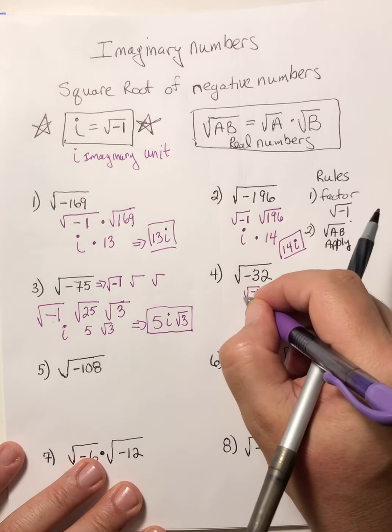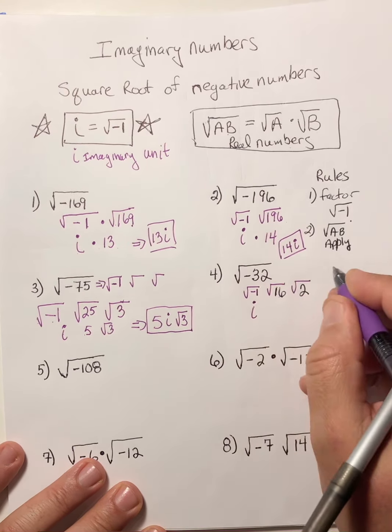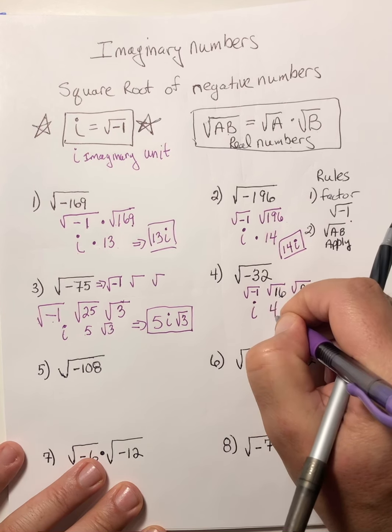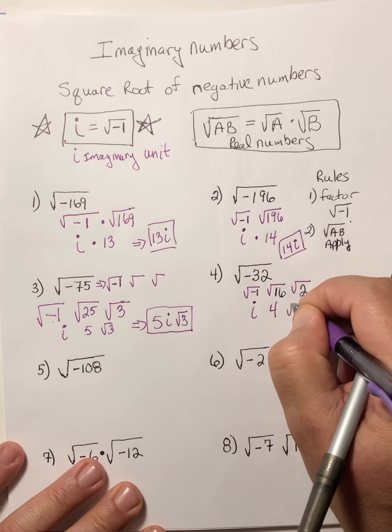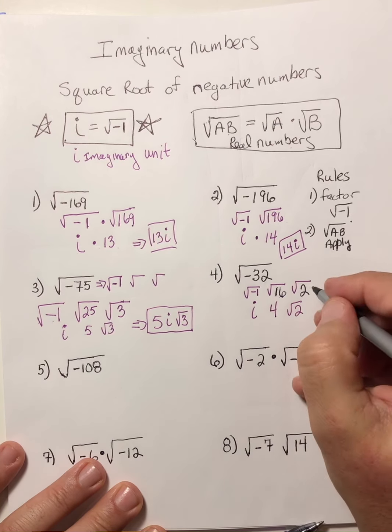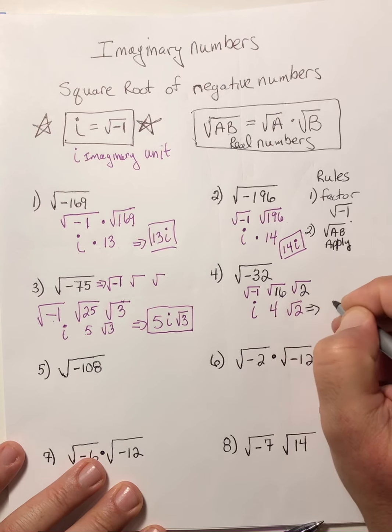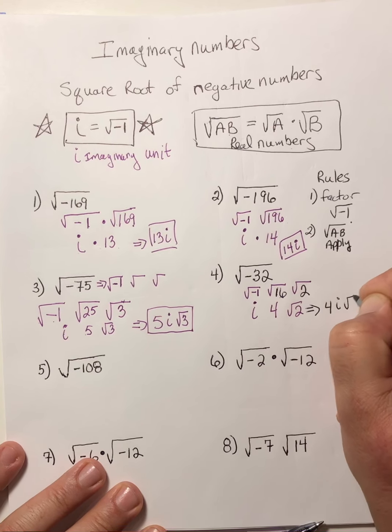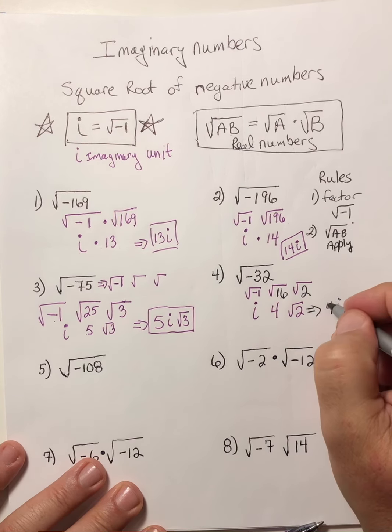So this is your i. Square root of 16 is 4, and then we leave radical 2 alone. Okay, now just write it proper. 4i radical 2. That's it. That's all we do.